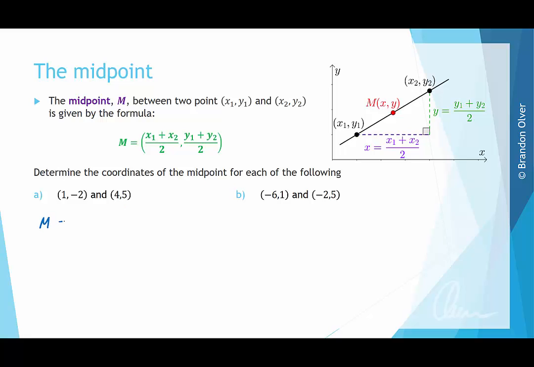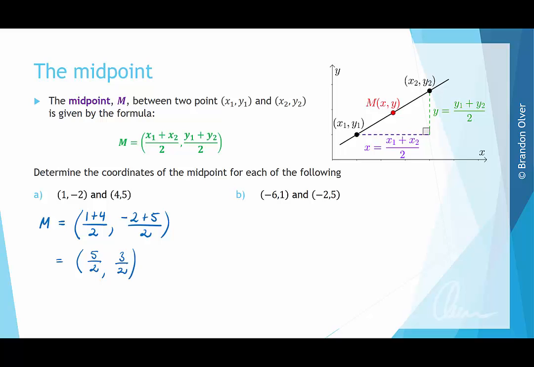So the midpoint of this line is equal to the x values added together, so 1 plus 4 and then divided by 2, and then we have the y values added together, which is -2 plus 5 divided by 2, and if you evaluate that you find that the midpoint is (5 divided by 2, 3 divided by 2).